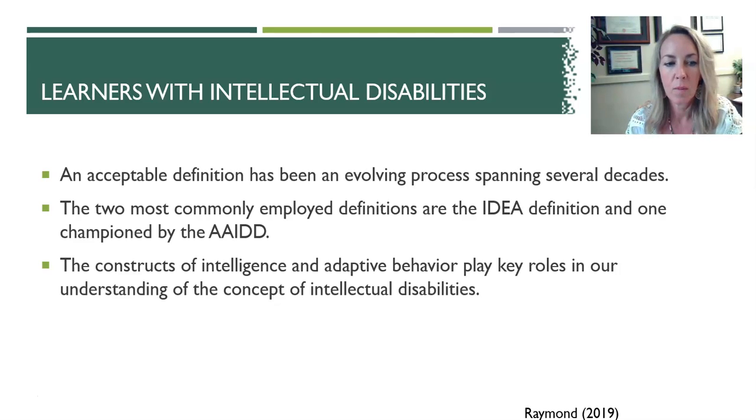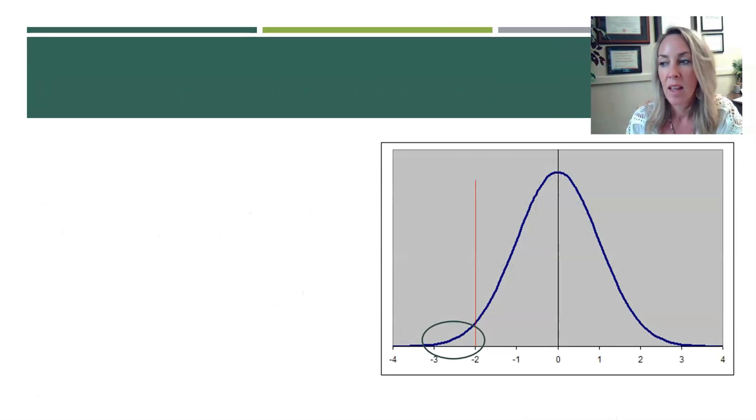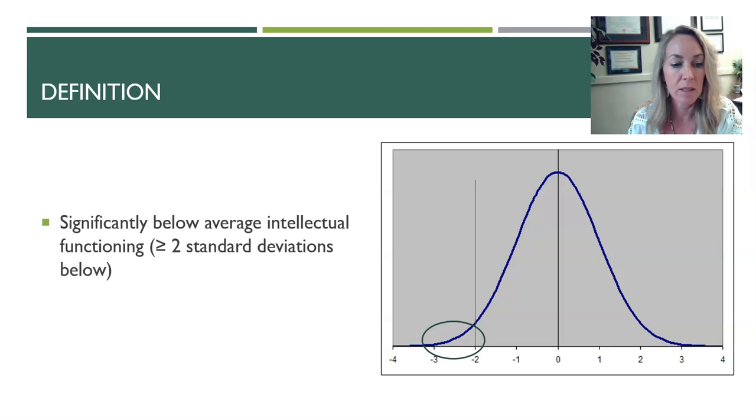And then there is AAIDD. Both of these definitions combine intellectual functioning and adaptive behavior as the two key dimensions of intellectual disability classification. So we have to remember there are two different dimensions. Both of these are scored on a standardized assessment that converts scores to standardized scores with a mean of 100. Therefore, we have a standard deviation of 15 points above or below the mean. And of course, 2 standard deviations below the mean is significant and is the starting point for identification of students with intellectual disabilities.